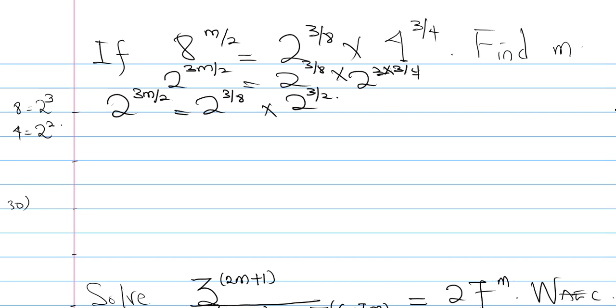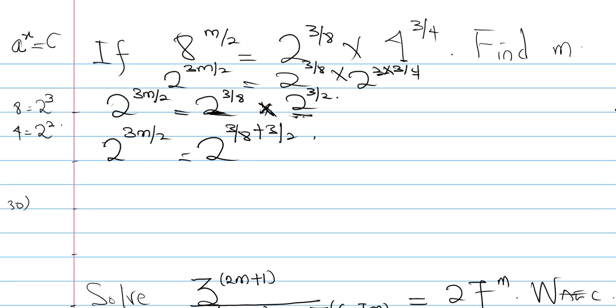3 over 2. Okay, now here I can say, according to the law of indices, when you have the product of the same base, you add the power together. So 2 raised to power m. You can see that we have the product of the same base. We now add the power together. 2 raised to power 3 over 8 plus 3 over 2, right? Now, according to the law of indices as well, if you have a raised to power s equal to a raised to power y, just cancel this one. s is equivalent to y. That is my s equal to y.